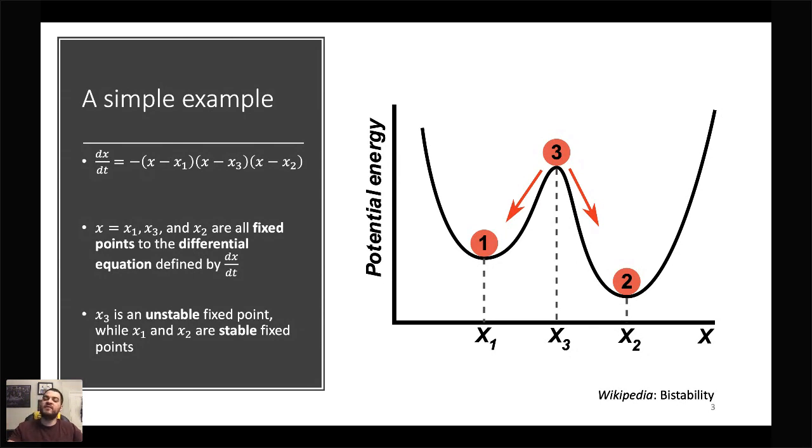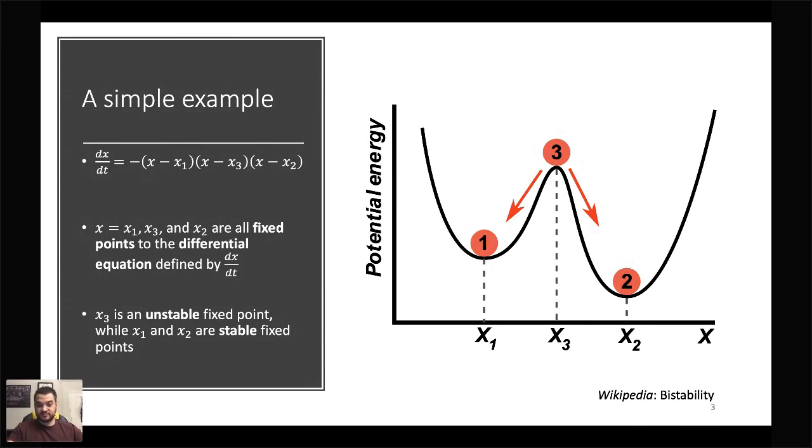The alternative is if I'm in the valley, represented by x1 or x2, and I give a little bit of a perturbation, the ball will roll around, but it will settle back down at x1. So a stable fixed point is something where if I perturb my system away from the fixed point, I should fall back towards it. And an unstable fixed point is a fixed point where if I perturb it, it will go away from that fixed point.